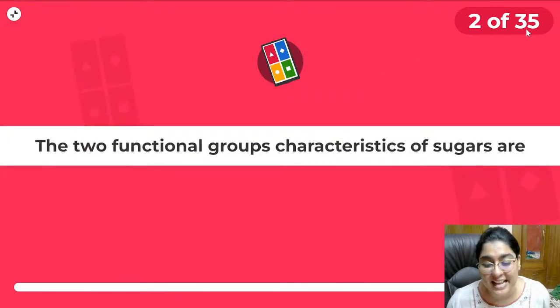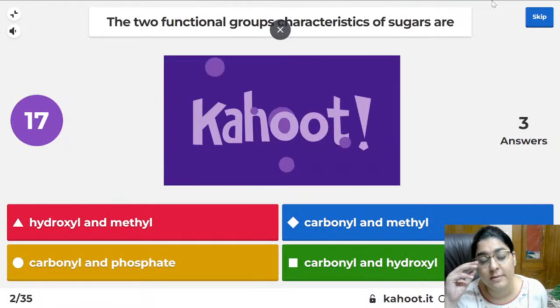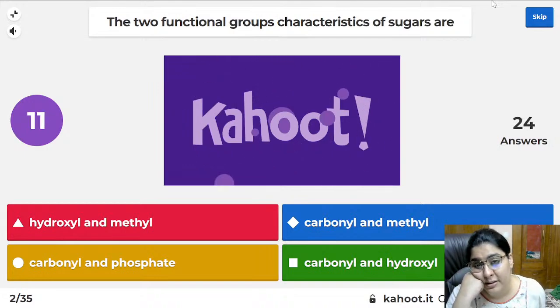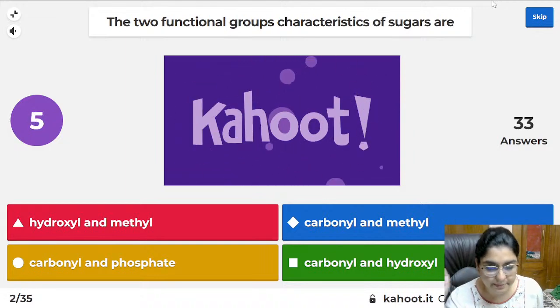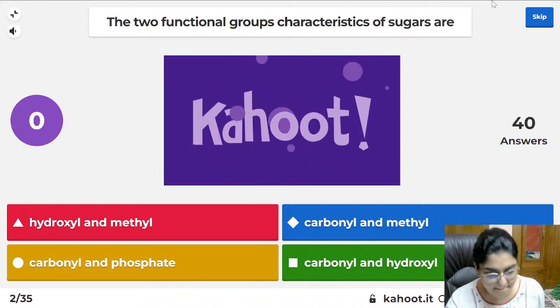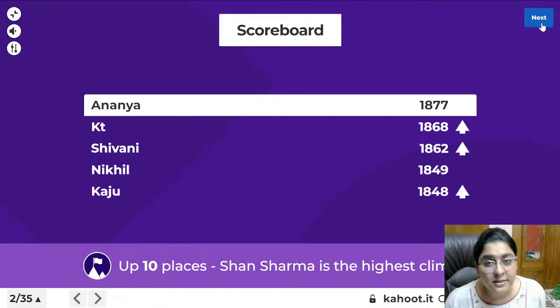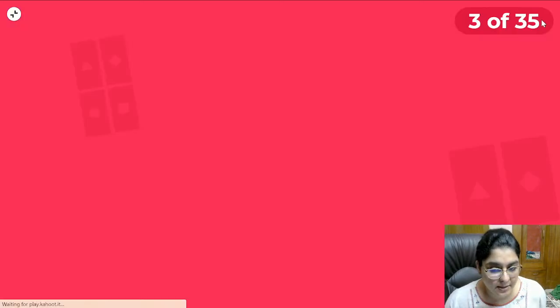Two functional groups which are characteristic of sugars. Sugars which are the monomers of polysaccharides. The monosaccharides, the disaccharides, the polysaccharides. The monomers of carbohydrates. Very easy one. It's the carbonyl and the hydroxyl group. We have a polyhydroxyaldehyde or a polyhydroxyketone which acts as a sugar. We have ketose and aldose sugar. Ketose sugar, your fructose, your aldose sugar, your glucose.